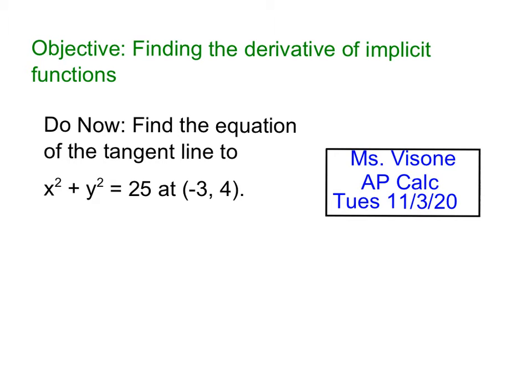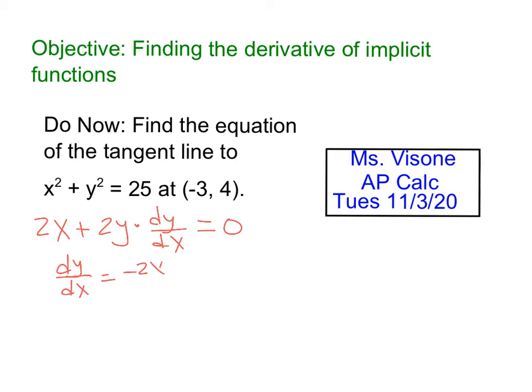So the derivative is 2x plus 2y, and then dy/dx, because remember, it's really a chain rule. Derivative of y, a function, equals the derivative of 25, which is 0. I'm going to solve for dy/dx. So I subtract 2x and divide by 2y. So negative x over y.